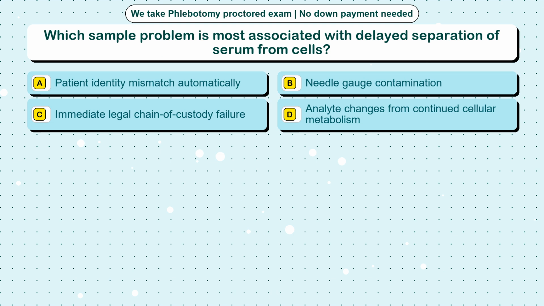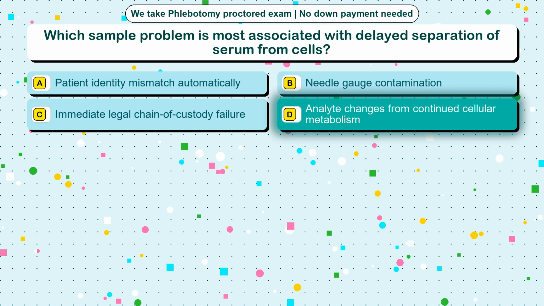Question 96. Which sample problem is most associated with delayed separation of serum from cells? Option A. Patient identity mismatch automatically. Option B. Needle gauge contamination. Option C. Immediate legal chain of custody failure. Option D. Analyte changes from continued cellular metabolism.